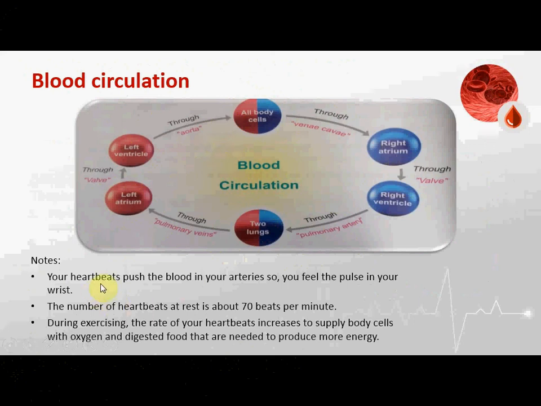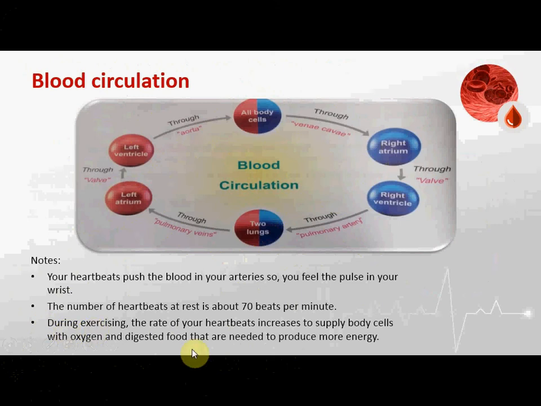Your heartbeats push the blood in your arteries, so you feel a pulse in your wrists. This is the pulse in your wrist. This is the heartbeats. The number of heartbeats at rest is about 70 beats per minute. We have in each minute 70 beats.